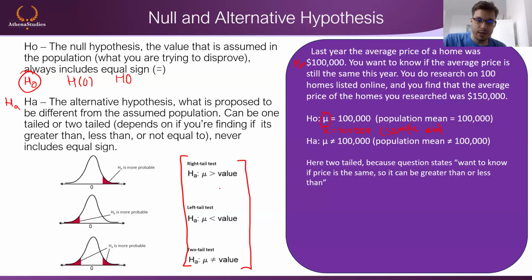So there is no testing HA where mu is equal to some value. That does not exist. Never write this, because you cannot test for it. In this case, because it's not equal to, we're dealing with a two-tailed alternative hypothesis. So what does this mean? If we're saying that something is not equal to 100,000, the value could be less or it could be bigger than 100,000. I'm not really sure. I just know it's not 100,000.